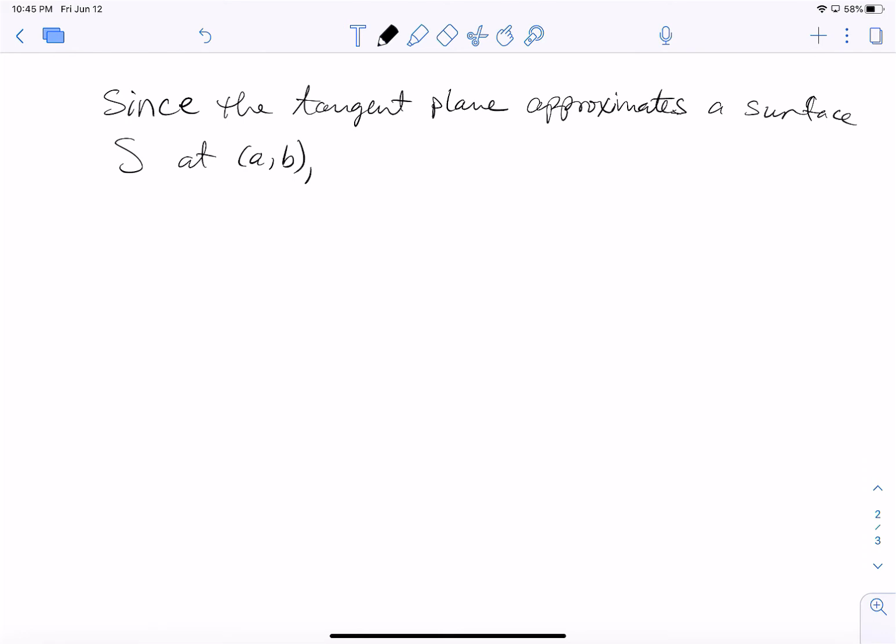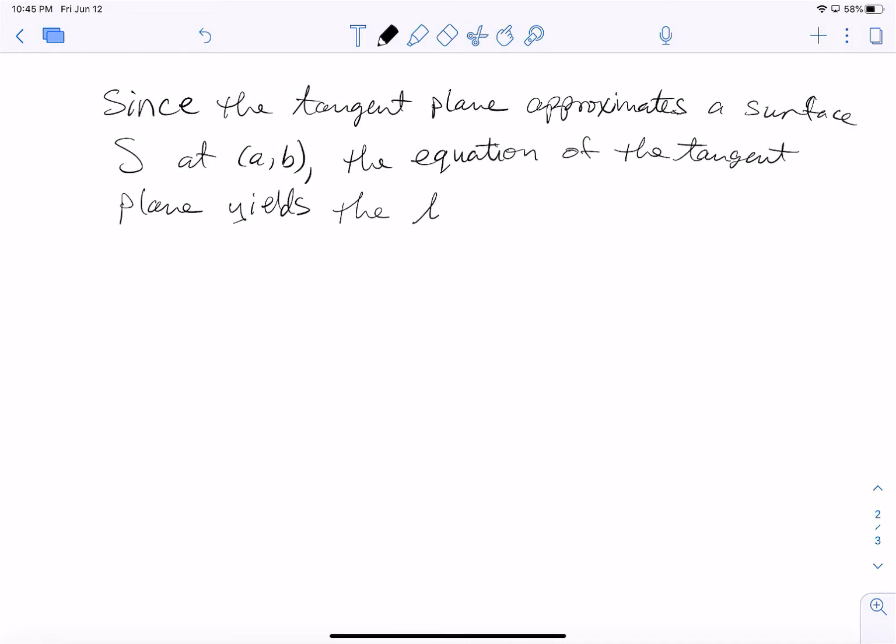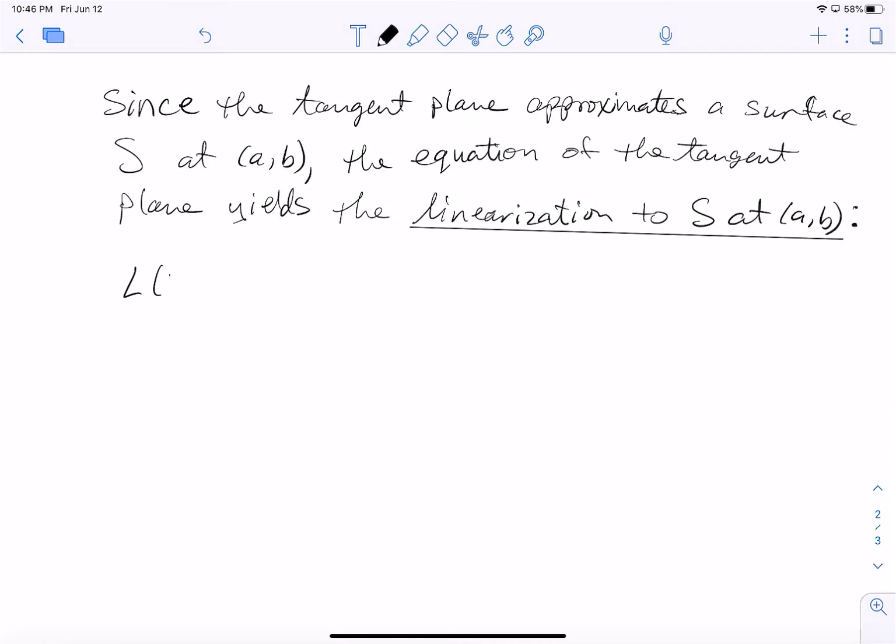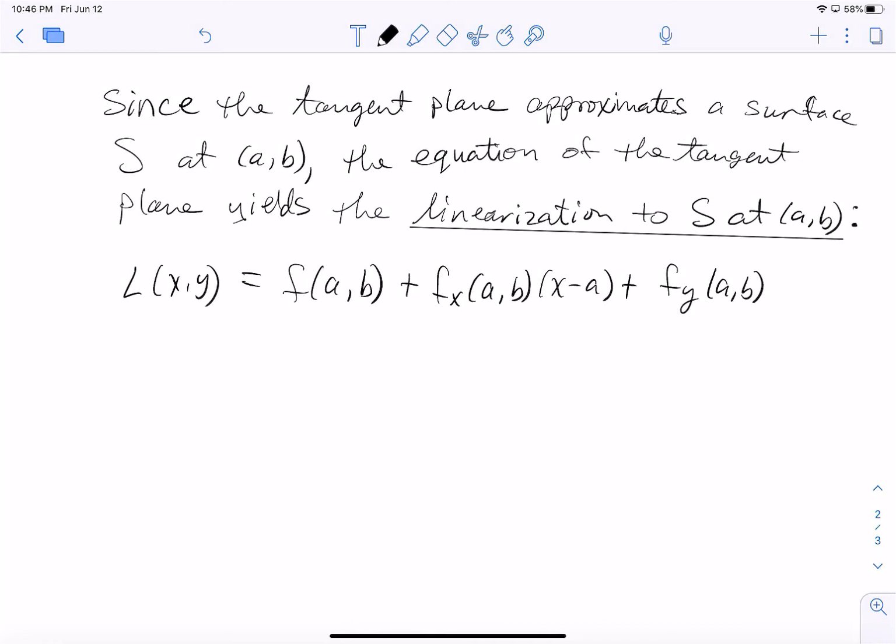Since the tangent plane approximates a surface S at (a, b), the equation of the tangent plane yields what we call the linearization of S at the point (a, b). And it is written as L(x, y) = f(a, b), right? So that's a z value, plus f_x(a, b) times (x - a) plus f_y(a, b) times (y - b).